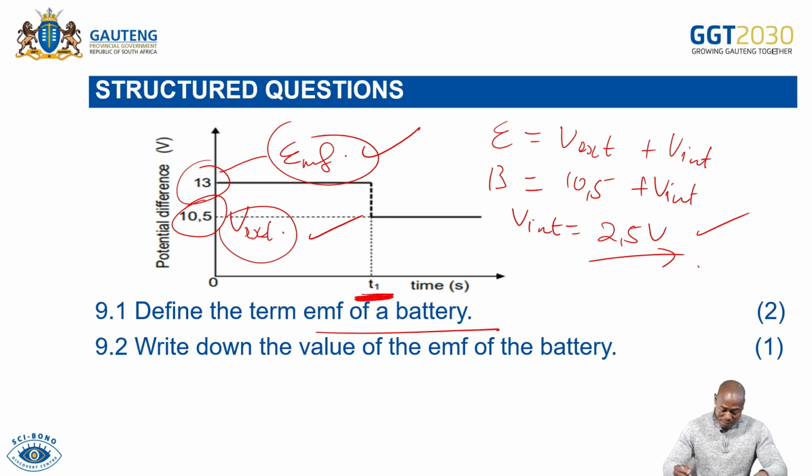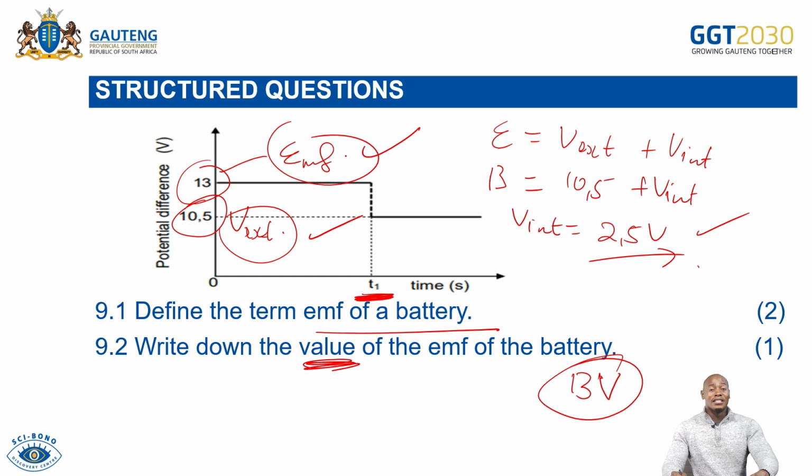Write down the value of the EMF. So the EMF will be, they just want the value. So you can't say 13. Oh, they're saying the value. Yeah. So if they say the value, even if you wrote 13, it's still fine. But actually it should be 13. So here they were supposed to say magnitude. So it's 13 volts there.